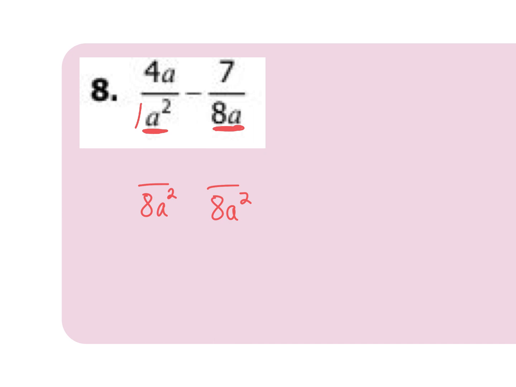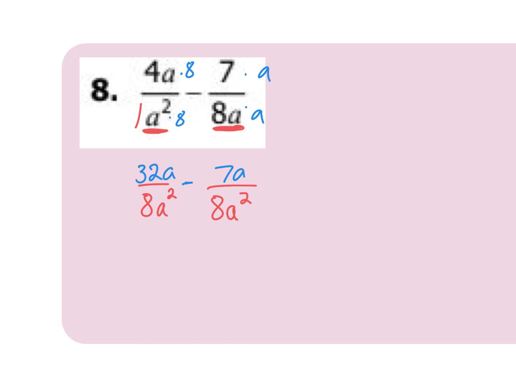Same thing as before. To get from 1a squared to 8a squared, all I need to multiply by is 8. So we'll do that. 4a times 8 is 32a. Hopefully we got that. We're still subtracting here. And then to get from 8a to 8a squared, the only thing I'm missing is just an a to the first, right? It's the only thing I need to multiply by. So I'm going to do the same thing on top. And I get 7a. Perfect.